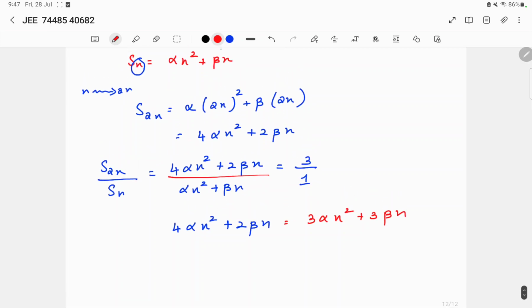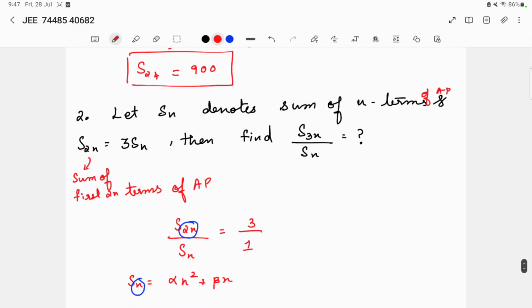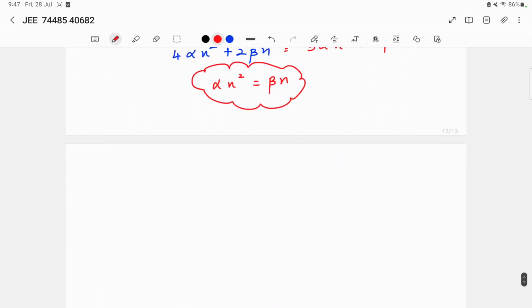From here I can take everything to the left hand side and bring the beta n to the right hand side. So 4 alpha n square minus 3 alpha n square is just alpha n square, equal to beta n. So we got this relation now: alpha n square equals beta n. Now they are asking for S3n, the sum of 3n terms, divided by the sum of n terms.